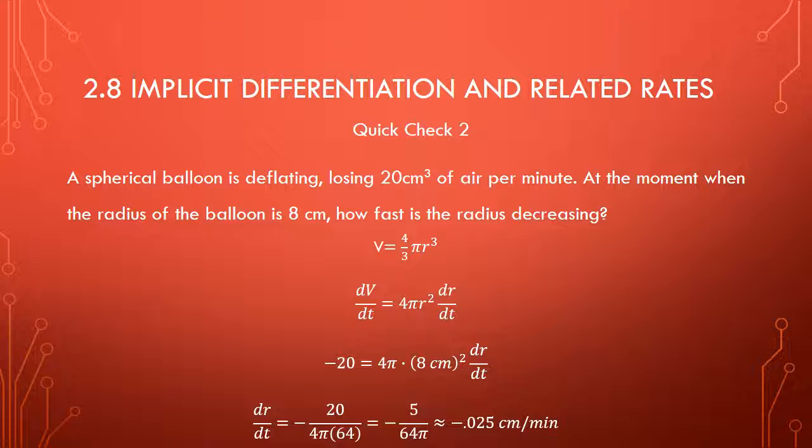The dV/dt is negative 20. That's how fast it's losing volume. And we know that the radius at the moment is 8 centimeters. And so putting all that in and solving for dr/dt, we find that when the radius is 8 centimeters, it's decreasing at a rate of 0.025 centimeters per minute.